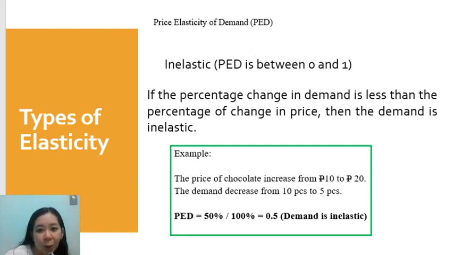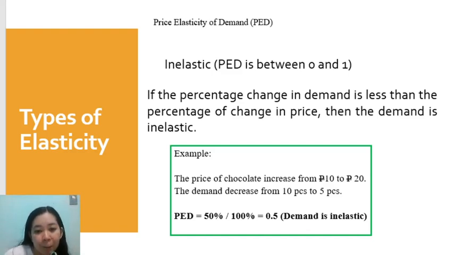Okay, so here, that is considered to be inelastic. Inelastic because this is now more than 0, but less than 1. So if the percentage change in the demand is less than the percentage change in the price, then that is inelastic. So we have here an example to illustrate.